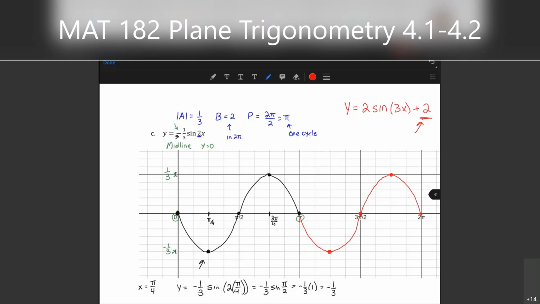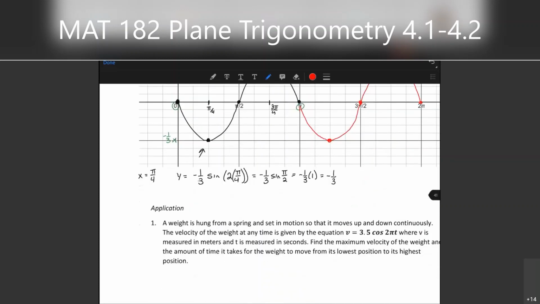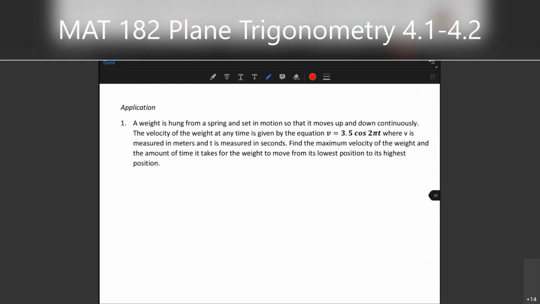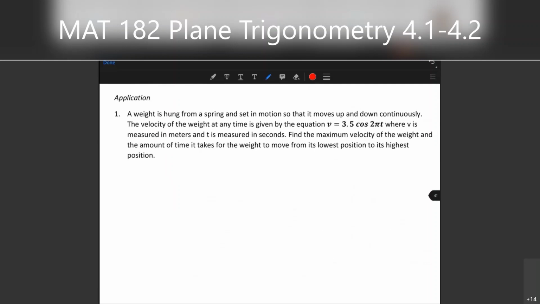All right, we got a couple more applications we can try to finish up before class ends here. And these applications seem complex, but just by looking at our graph, I don't think they're going to be too bad for us.